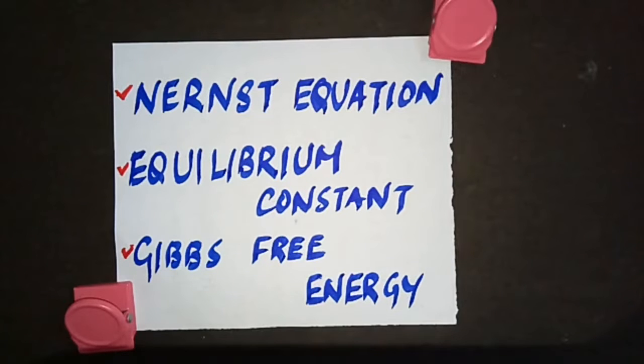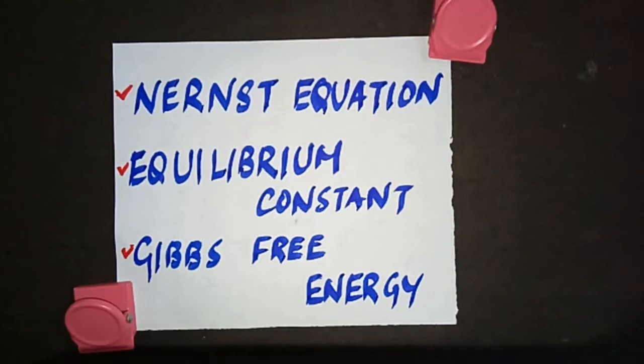In the previous videos, when we talked about reduction potentials, we used the words standard electrode potentials. We defined the standard electrode potential as the electrode potential measured under standard conditions of temperature, which is 298 Kelvin, and for 1 molar concentration of the ions in solution.